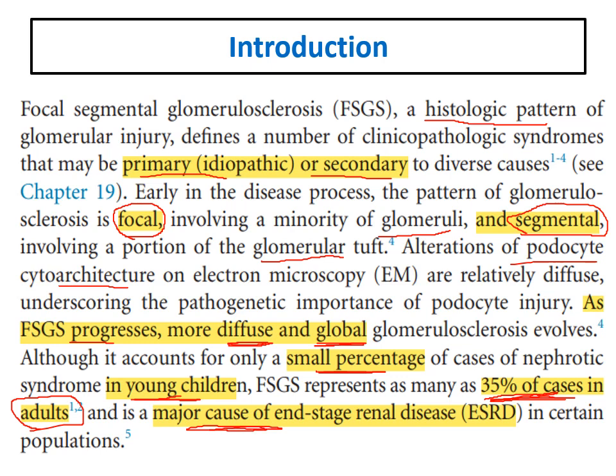As a whole, FSGS is not a favorable disease. So FSGS, as we said, is an important cause of end-stage renal disease. It is of poor prognosis among glomerular diseases. It is not like minimal change, where most patients respond to steroids. This is different. In FSGS, the response is much less than in minimal change.